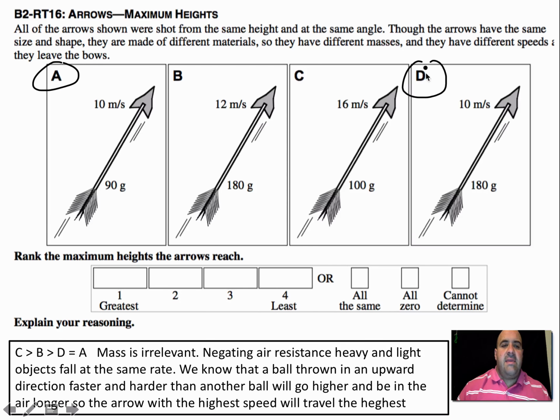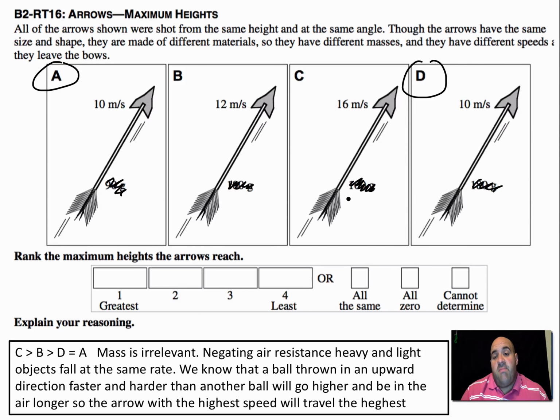But this arrow is twice as heavy. Which one will go higher? And that's a tricky question. What we need to realize here is that mass doesn't matter. Remember that a bowling ball and a marble fall to the ground at the same time. So they're giving you extra information here, not to trick you, but making sure you realize not to use it. So the mass doesn't matter in these cases. We know that heavy and light objects fall at the same exact rate. So this mass is really unnecessary.